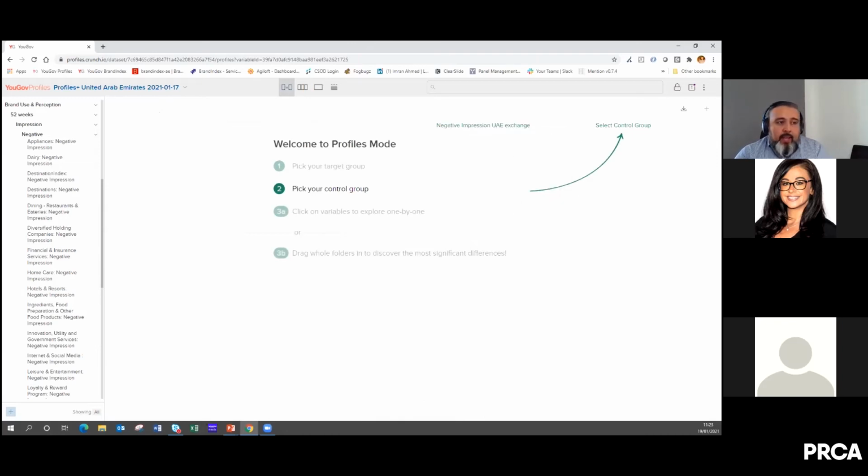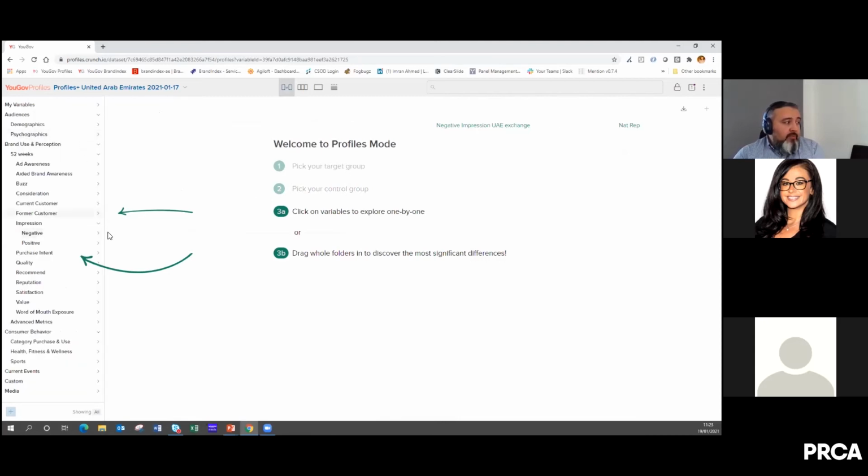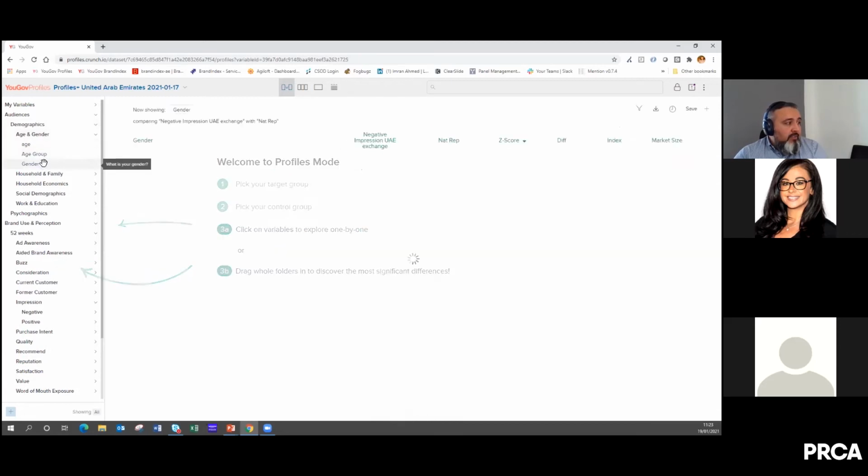Then choose an audience you want to compare it to. I'll select the NatRep audience because I just want to see how they're different to the general population. Then it's really a case of exploring what you're interested in. You can click on the variables one by one to see how these things differ, or drag whole folders to identify where those significant differences are. You might want to start with the demographics, as it's the standard starting place.